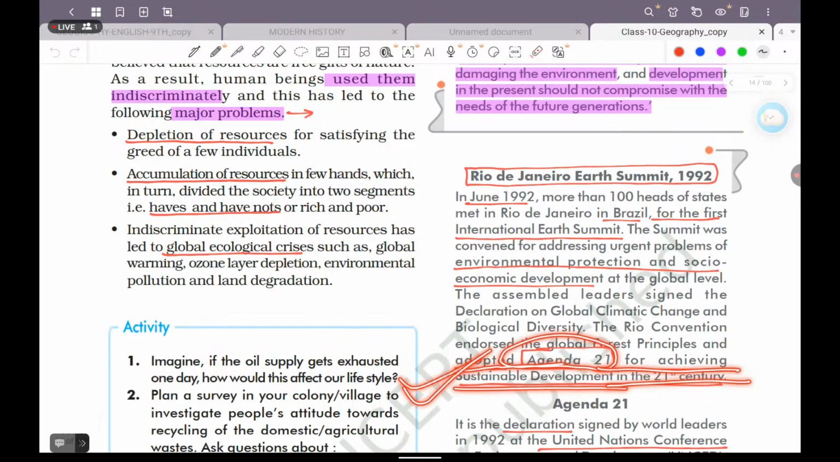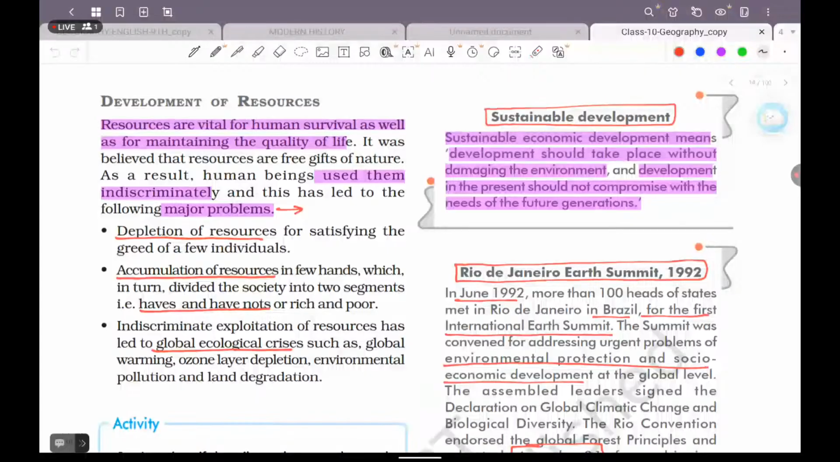So what does sustainable development mean? Sustainable development means that today we are using the resources, and we use those resources in such a way that the future generation is also considered. We are using resources today, but keeping the future generation in mind, so that in the future those resources are also available.